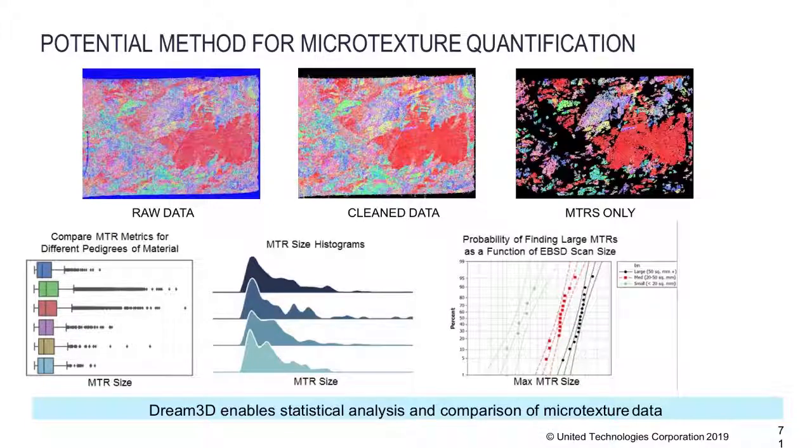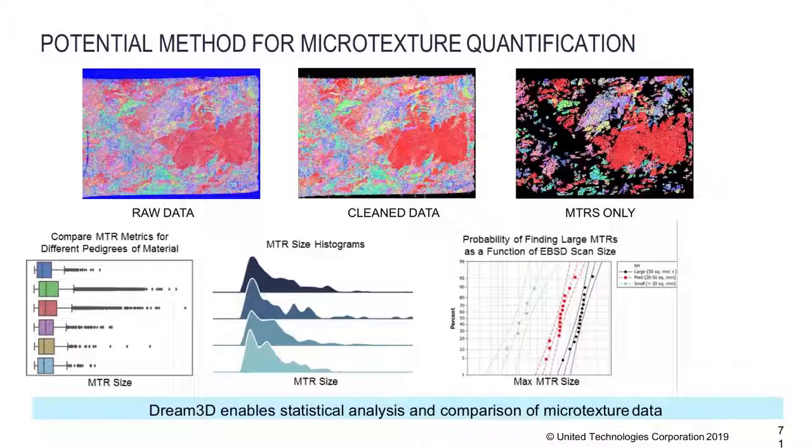MTR is different. And you might look at, so we'll segment them into the cleaned up data, and then we'll actually just look at just the MTRs only. And we'll collect the sizes. You can look at different pedigrees of material, different heat codes, different locations, hard, soft, MTR sizes, etc. You can look at histograms. If you want to go more probability distributions, you can look at there are 3 points, 3 curves on that probability plot.